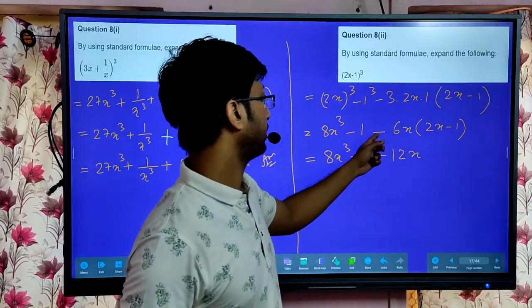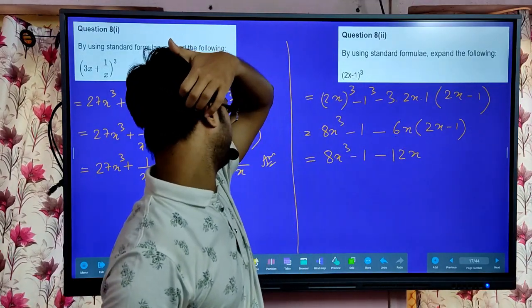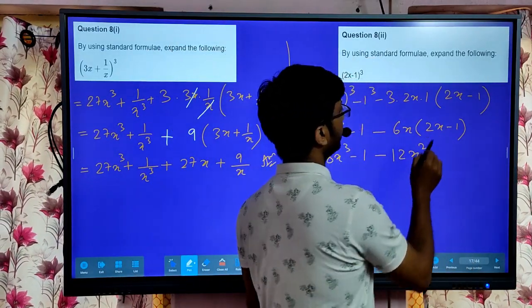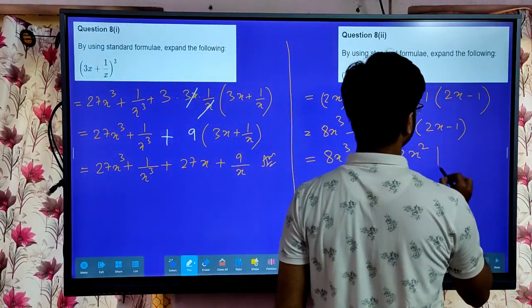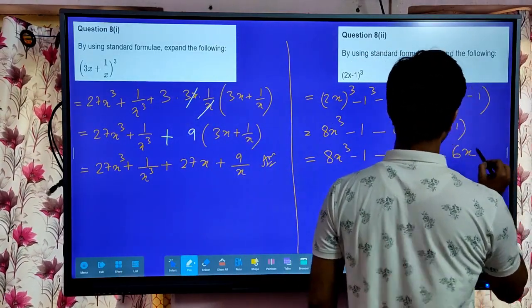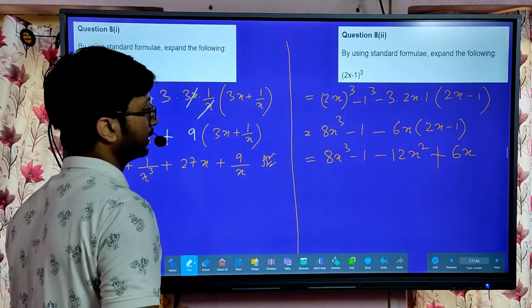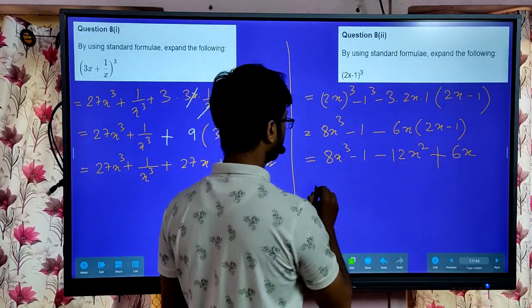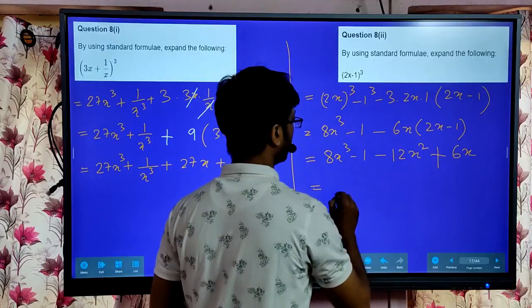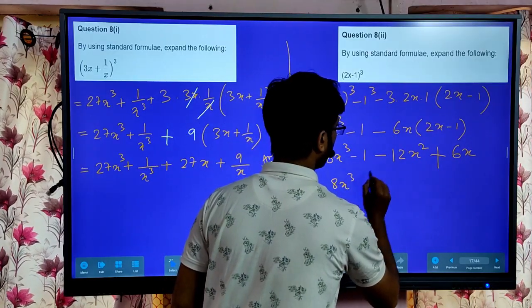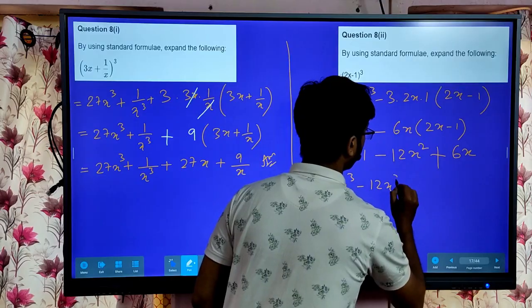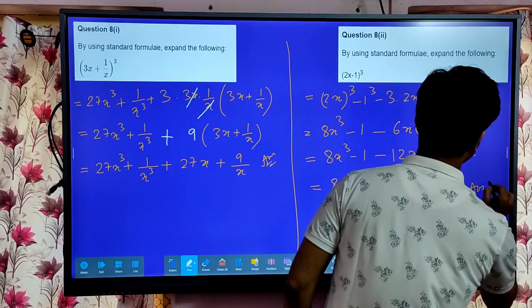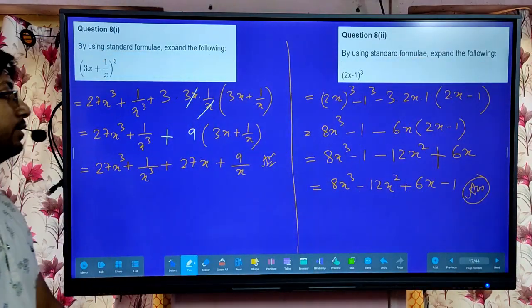So this is minus, so minus into 2x will be 12x square. x into x will be x square. Now it is minus into minus, it will be plus into 1, so it will be 6x only. Yes, that's the answer. If you want to write the answer here, it is okay. If you want to carry one more step and write in decreasing order of x, it will be 8x cube, then minus 12x square, then plus 6x, then minus 1. Answer over here.